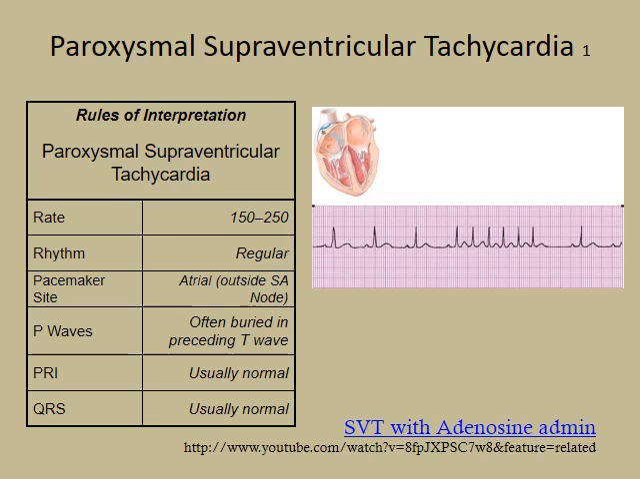Go ahead and copy this URL from the bottom of the screen or check out the link. This is SVT converted with adenosine. And we'll talk about that more in the next few slides.